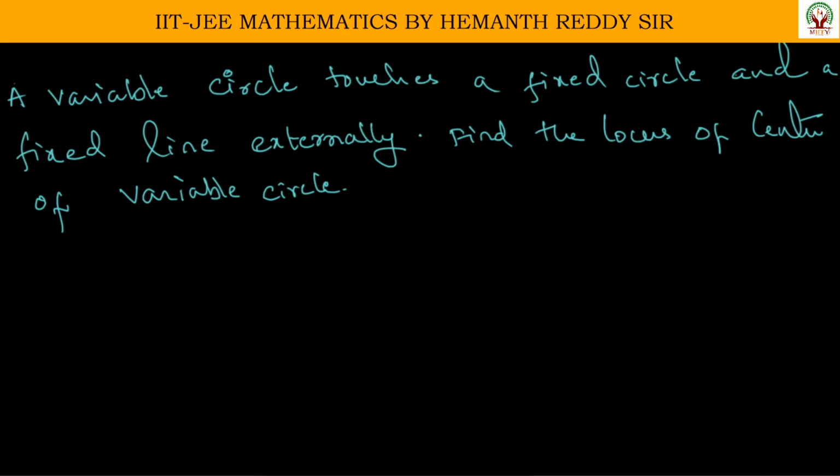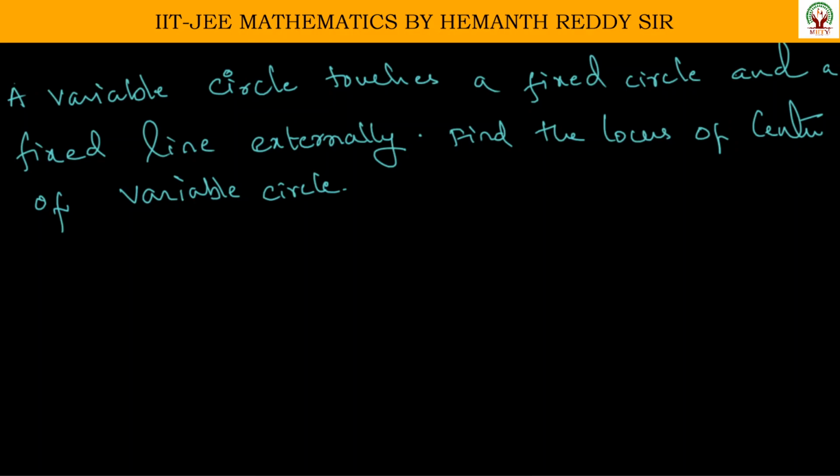Any idea? For a variable circle, the radius is not fixed. A fixed circle has a fixed radius, but the variable circle's radius will not be fixed.